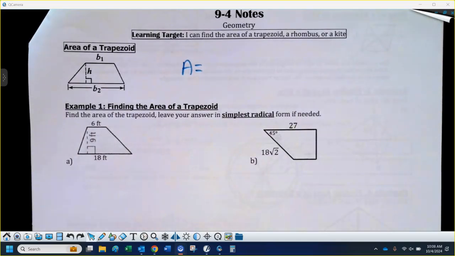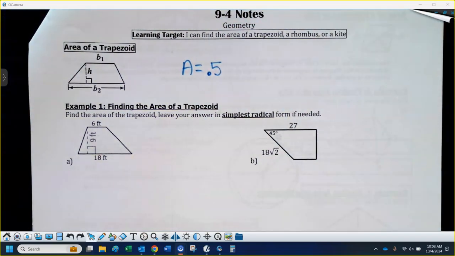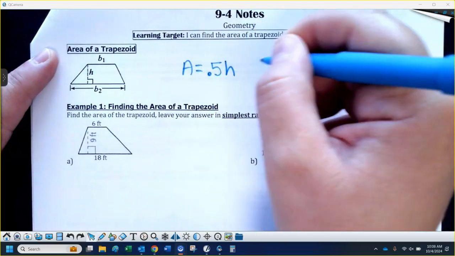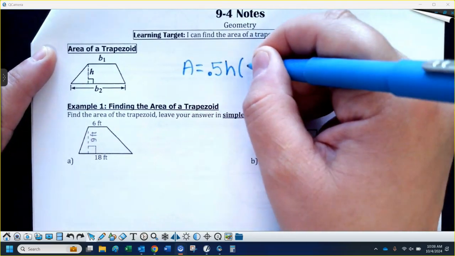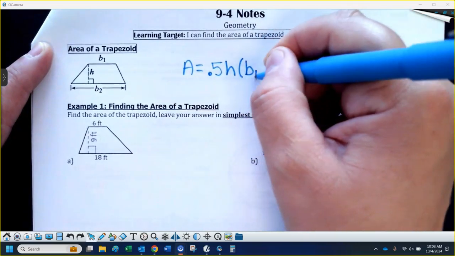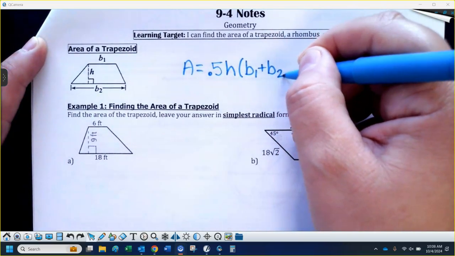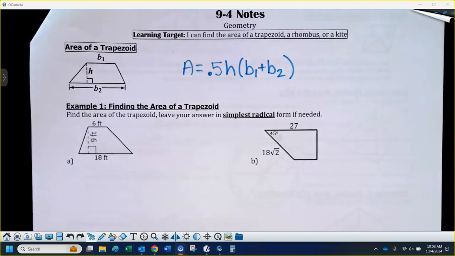So it's 1/2, but most of the time in the calculator I type 0.5, because it's a little bit faster to type 0.5 into the calculator than to type the fraction. So it's 1/2 the height of the trapezoid, and then in parentheses, this looks really complicated, but I promise it's not. I'm going to write b sub 1, which stands for one of the bases, plus b sub 2, which just stands for the other base.